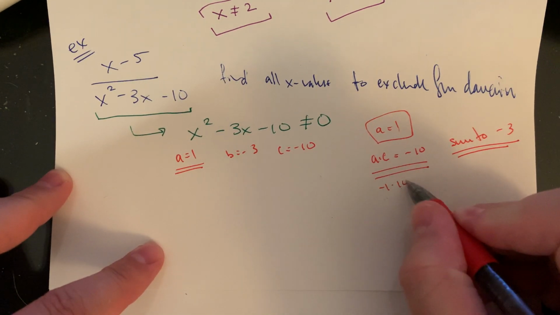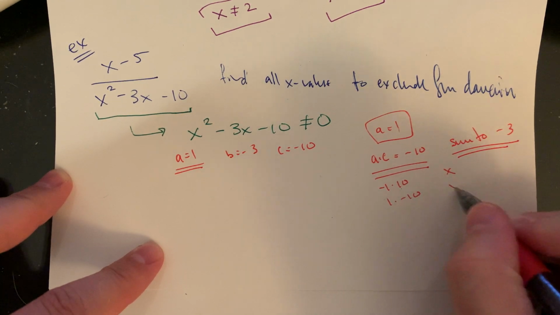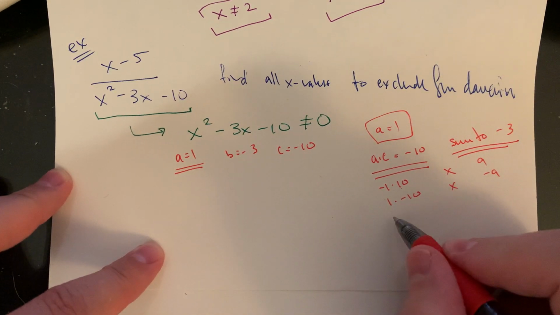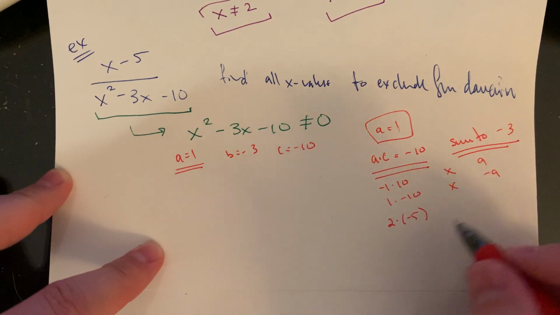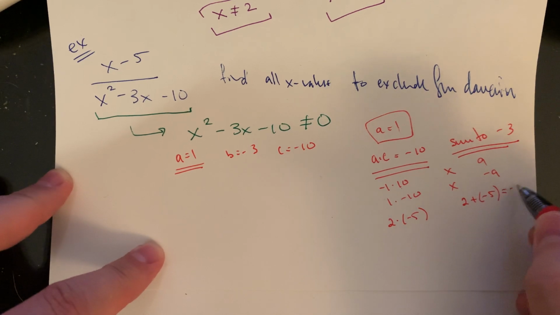Minus 1 times 10, no. 1 and minus 10, no, that's not going to do it. That would be 9 and negative 9 respectively. So what else? 2s and 5s? 2 and negative 5? Yeah, that'll do it. 2 plus negative 5 would be negative 3.